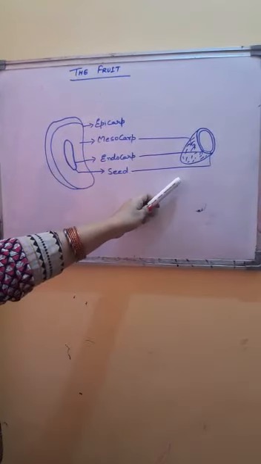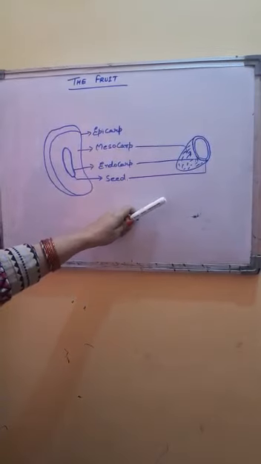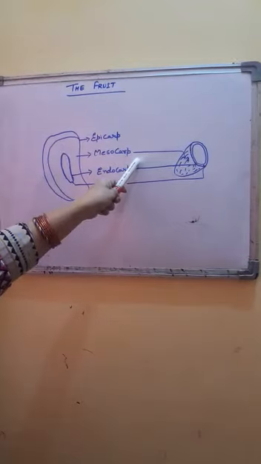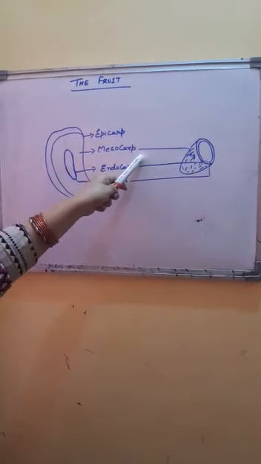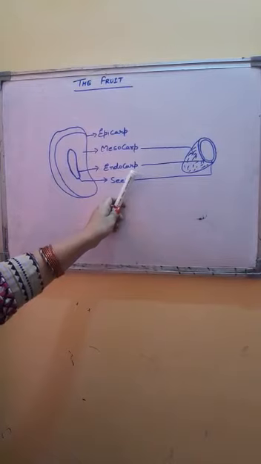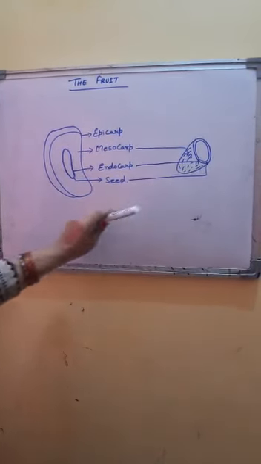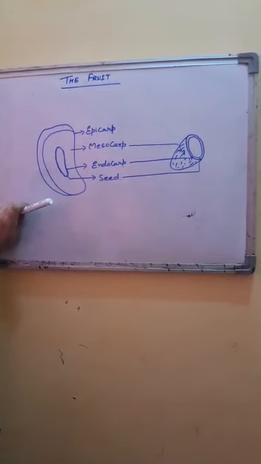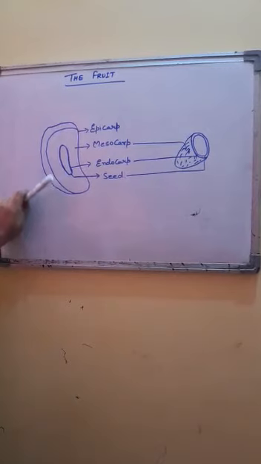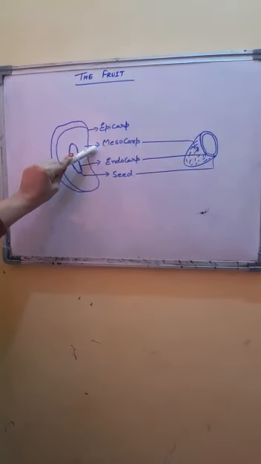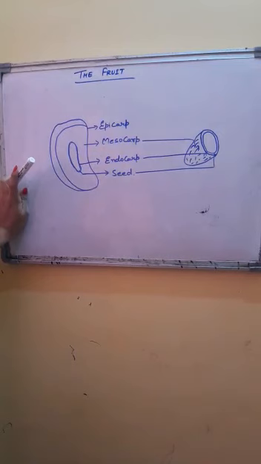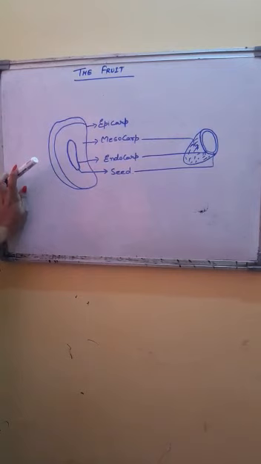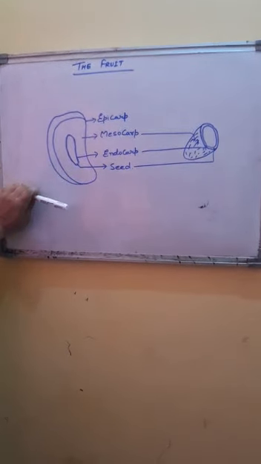Likewise, in coconut, the epicarp is the external brown part. Inside that, a very fibrous, reddish-brown part is found, which is the mesocarp, and finally the endocarp is present, and after that the seed is found. So pericarp can be divided into external epicarp, middle mesocarp, and internal endocarp. This differentiation is basically found in fleshy fruits such as mango and coconut.